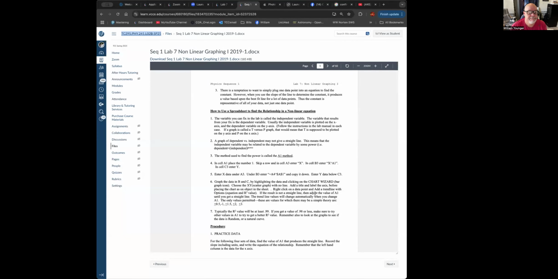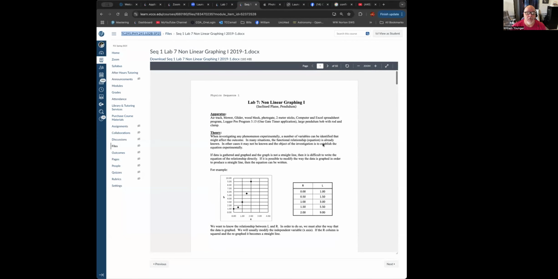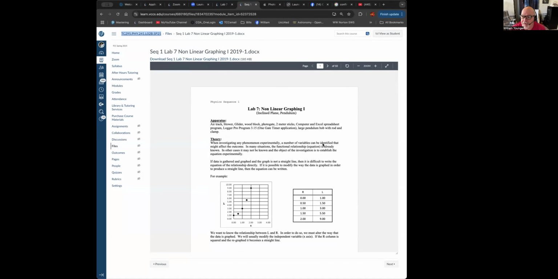But I think first we need to go over the lab for this week, which is the nonlinear graphing one. So let me start by sharing my screen. I got to make sure I share the right screen, of course. So here we go. So this is our nonlinear graphing one lab. It is this week falling on lab seven, so it is lab seven.